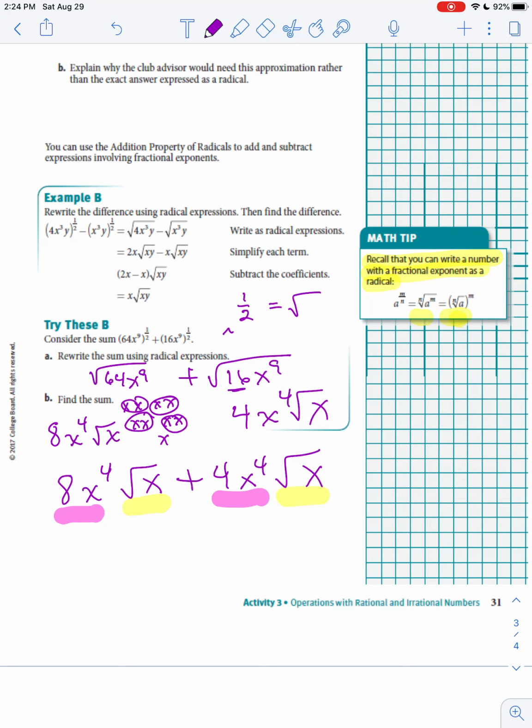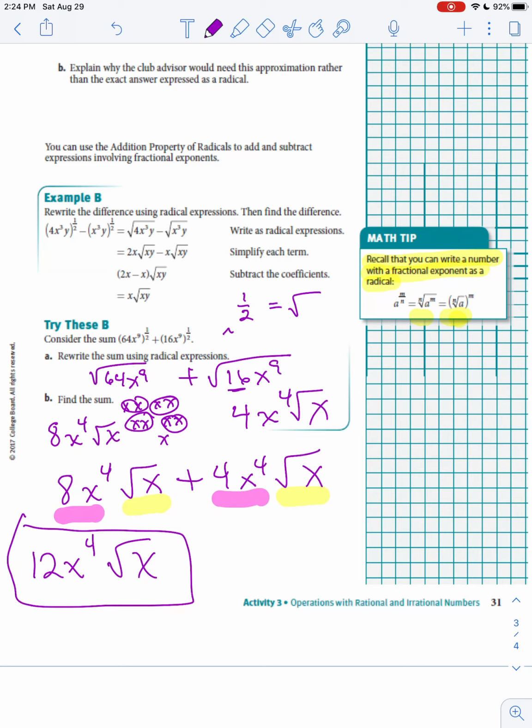So if I do 8x to the 4th plus 4x to the 4th, remember when you add polynomials, you add their coefficients. So that's going to be 12x to the 4th. And then if I have root x, I just have root x because remember the radical just comes along. We just add coefficients together. So our final answer, 12x to the 4th times the square root of x.